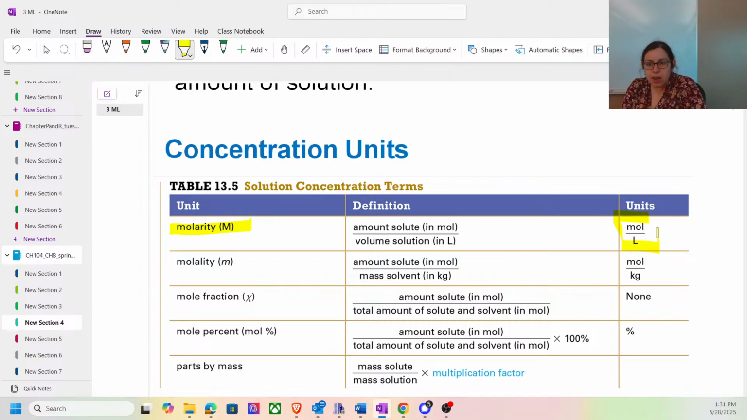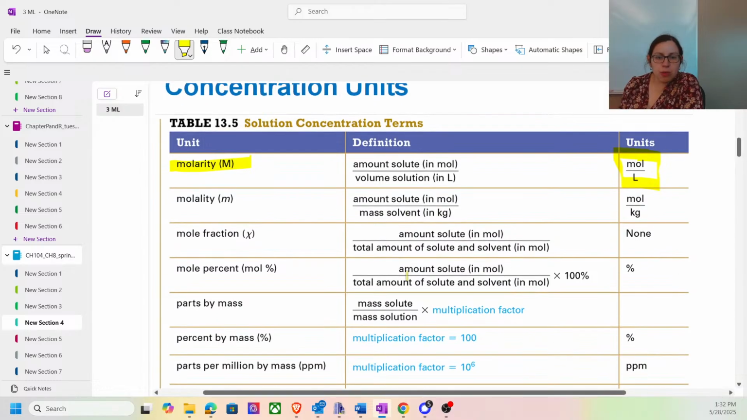And so you might want to write this formula down. It's the moles of solute over your volume of solution in liters. So again, that's the most common one that you'll use all the time. And then, like I said, we'll go through examples. We're just hitting the other ones.